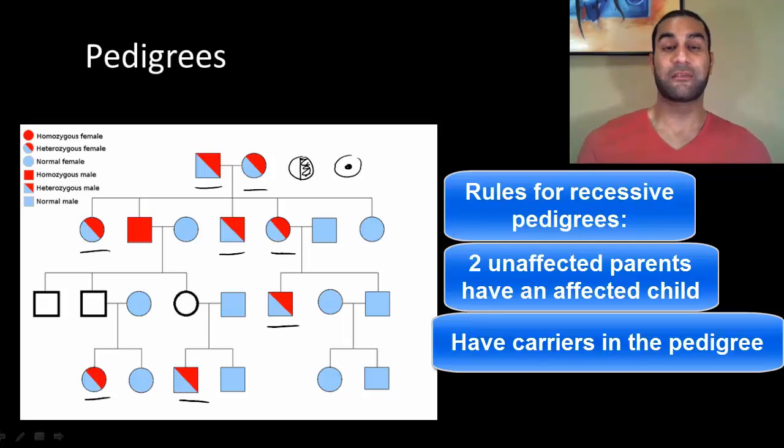Now in this case, we're making it obvious that there are carriers. That's not always going to be the case. Sometimes they just won't be shaded in at all if they're not fully affected. So most of the time you have to think a little harder than what you see here. But here's the basic breakdown of telling if it's dominant or recessive.